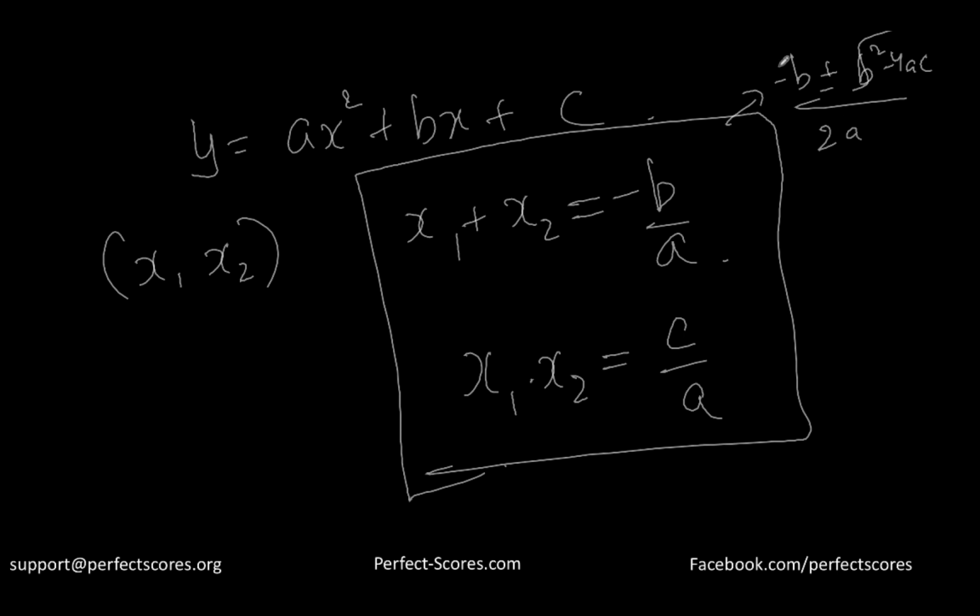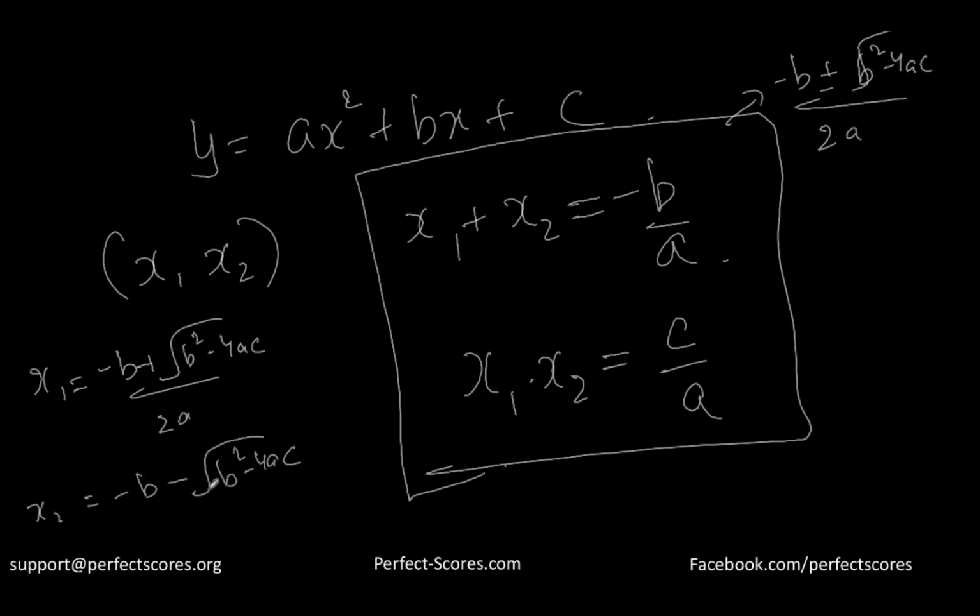You can add the roots, and they will give you minus b over a, and you can multiply the roots. One of the roots is going to be equal to minus b plus square root b square minus 4ac over 2a, and the other root is going to be equal to minus b minus square root b square minus 4ac over 2a. If you multiply the roots, you'll get c over a. If you add the roots, you will get minus b over a. So the sum of the roots is minus b over a, and the product of the roots is c over a. So let's go ahead and do the questions, guys.